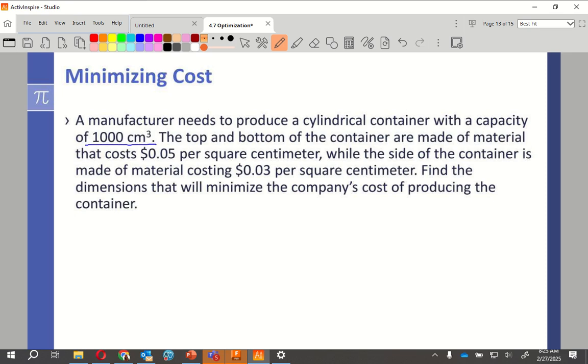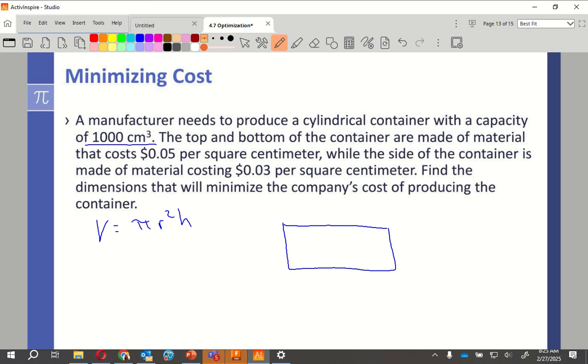Cylinder and volume. Okay, so let's start off with that. So I have volume equals pi r squared h. Okay, so there's my volume, but then I also have area, the surface area. So I'm going to show you what it's going to look like. I'm going to take this can, a cylinder.